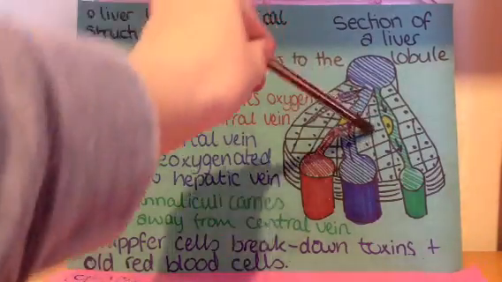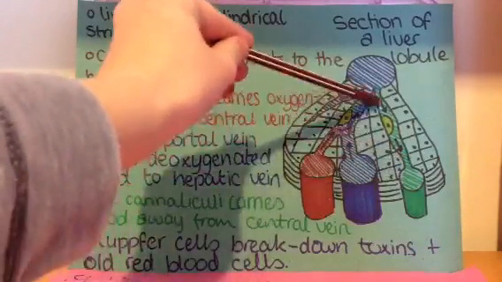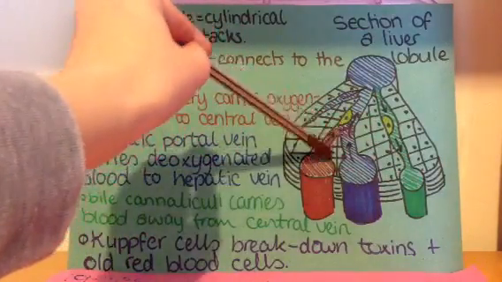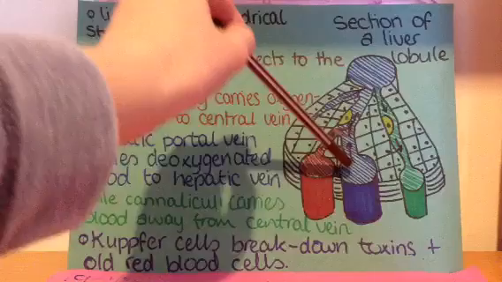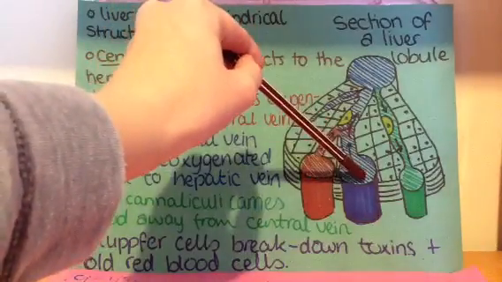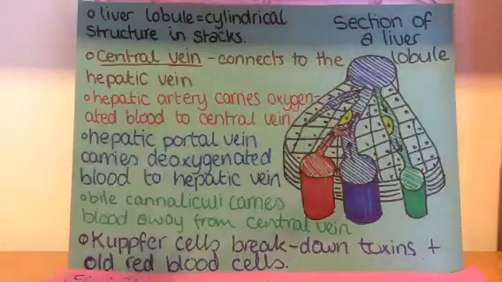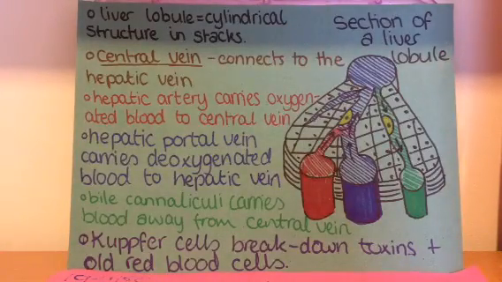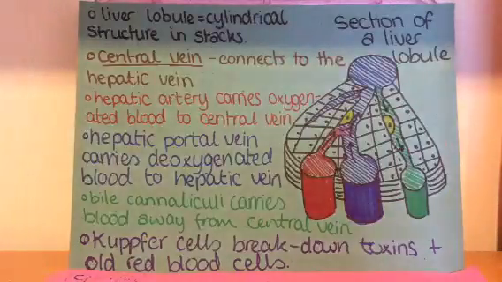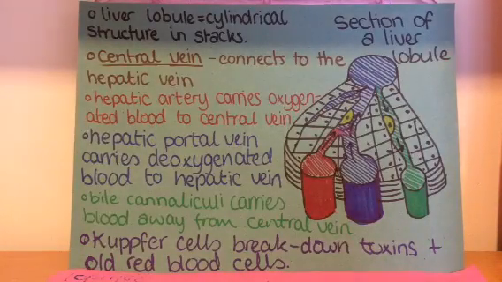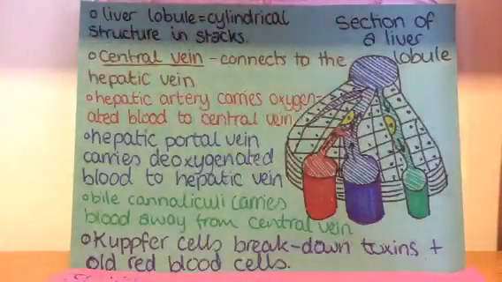hepatocytes. And the hepatocytes are these cells in the liver basically, and because the oxygenated blood is bringing oxygen and the deoxygenated blood is bringing loads of nutrients, it can give the cells oxygen and nutrients, so everything it needs really. So the hepatic portal vein, which is the middle blue one, carries deoxygenated blood to the hepatic vein. So they basically go to the central vein.